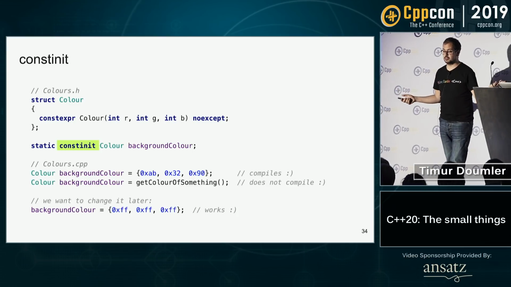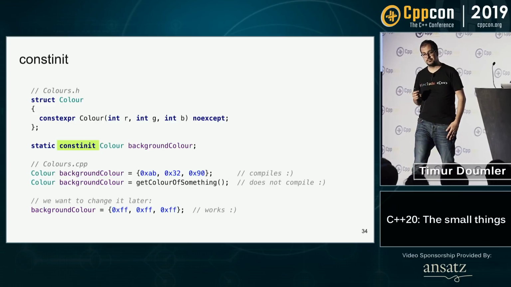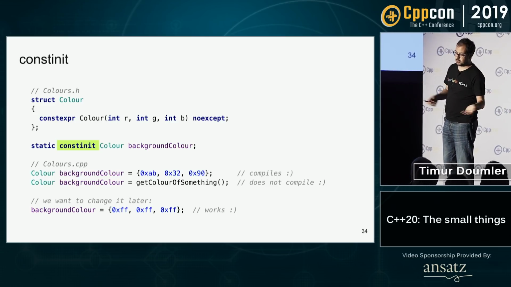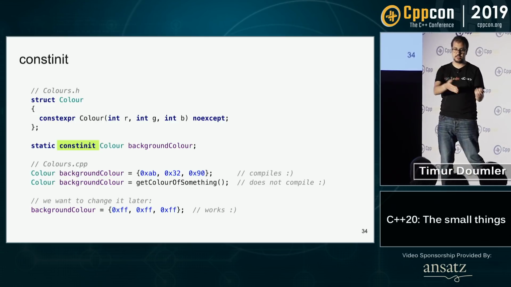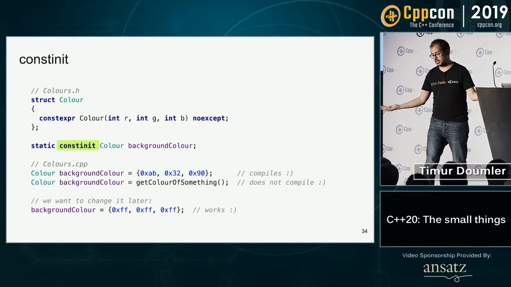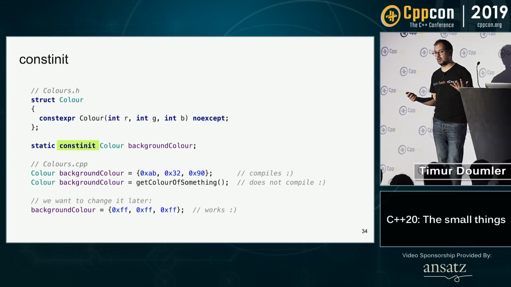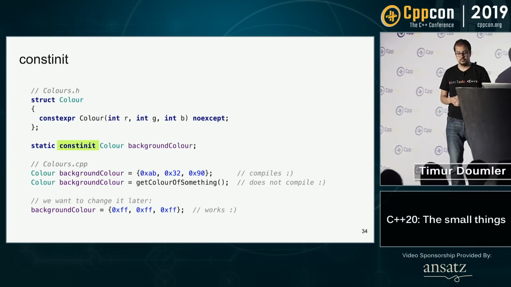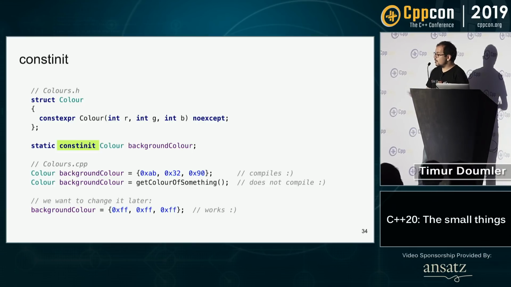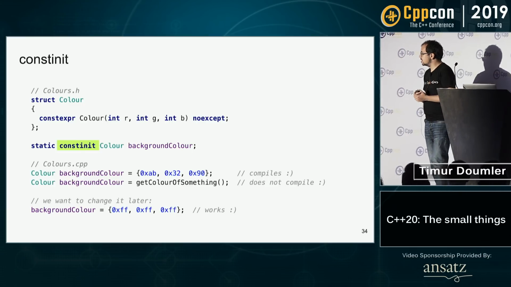But the object is not const, so it means you can still change it later. Right? So that keyword solves this problem. So you can have something that is guaranteed constant initialized, but not const. That makes it easier in certain cases to use these static objects in a safe way. All right. One more thing about initializers.